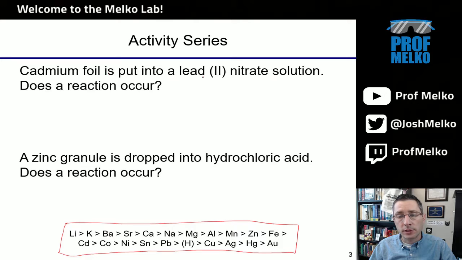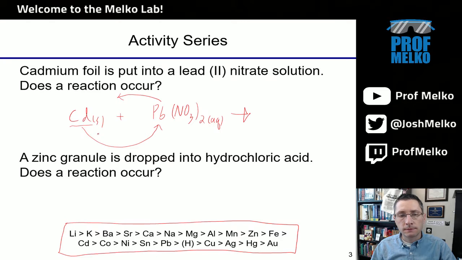Cadmium foil is put into a lead 2 nitrate solution. You don't have to write everything out here, but if you wanted to, it would look something like this. Cadmium solid plus lead, and we just balanced lead 2 nitrate on the previous slide. It would look like this. Does a reaction occur? So a reaction occurs if cadmium can displace lead.